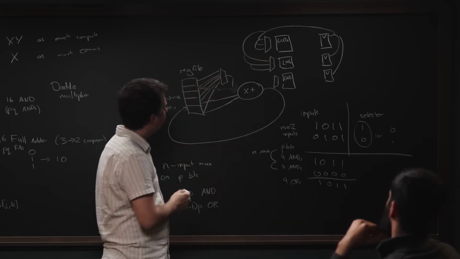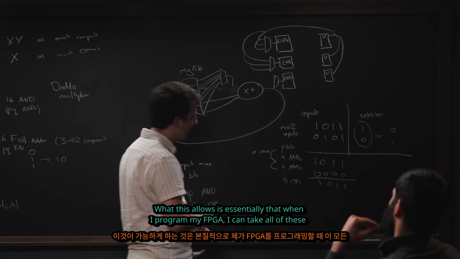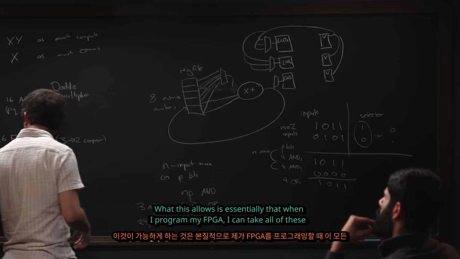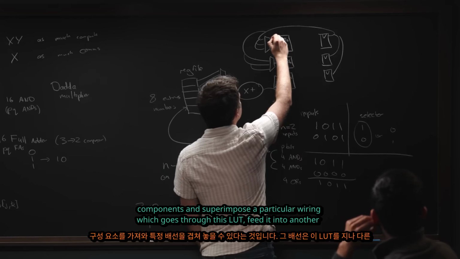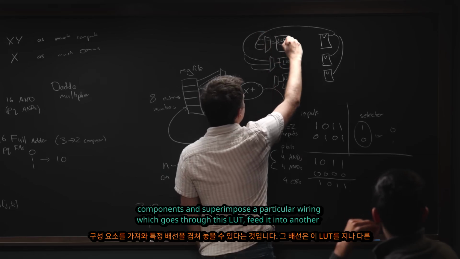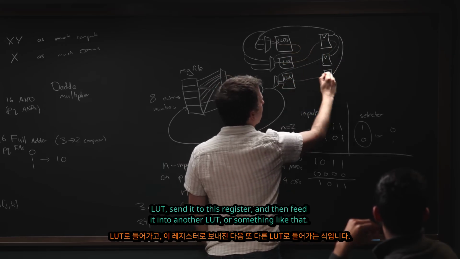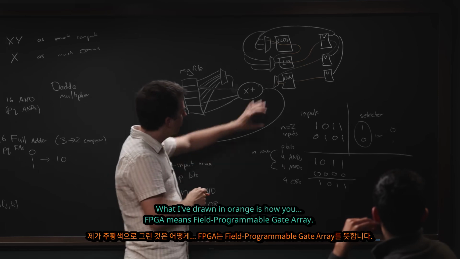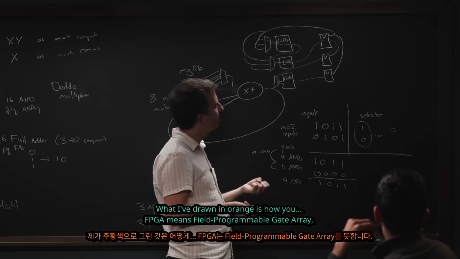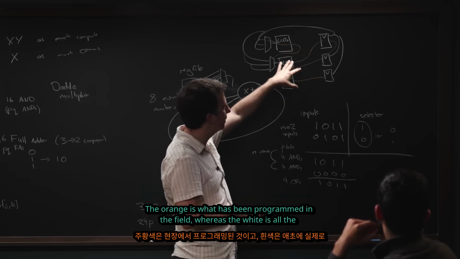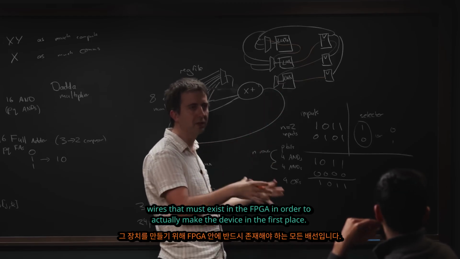So what this allows is that when I program my FPGA, I can take all of these components and superimpose on top of this a particular wiring which goes through this LUT and then feeds into this LUT and then goes to this register and then feeds into this LUT, or something like that. What I've drawn in orange is what's been programmed in the field, FPGA meaning field-programmable gate array, whereas the white is all of the wires that must exist in the FPGA in order to make the device in the first place.